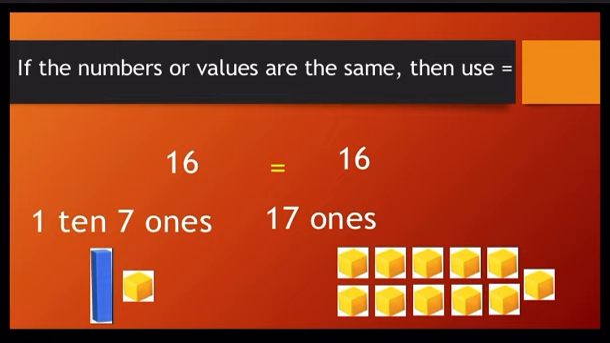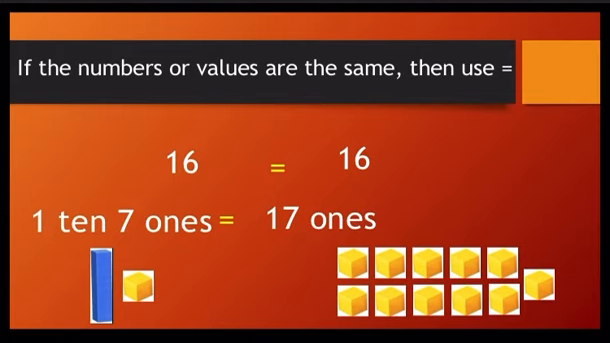The next question, on one side it says there are 1 ten and 7 ones, and on the other side it says that we have 17 ones. Now I know that 1 ten and 7 ones is the number 17, and I also know that 17 ones is 17, so therefore they are the same.